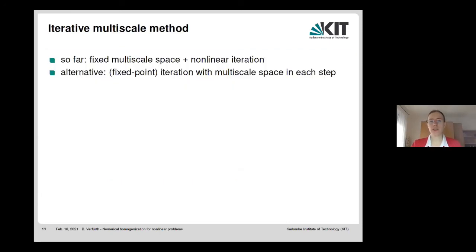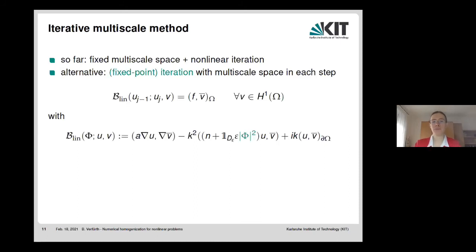I've already mentioned several times that in the first part of the talk, we had a fixed multiscale space that we computed a priori and then did a nonlinear iteration. Now I want to consider first an iteration scheme. It will be a fixed point iteration, and then in each step where I have to solve the linear problem, I want to construct the multiscale space. So let me first introduce how the fixed point iteration looks for this problem.